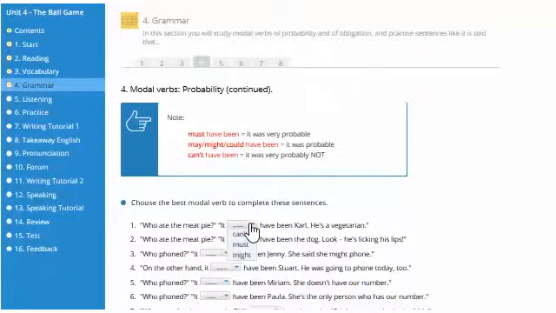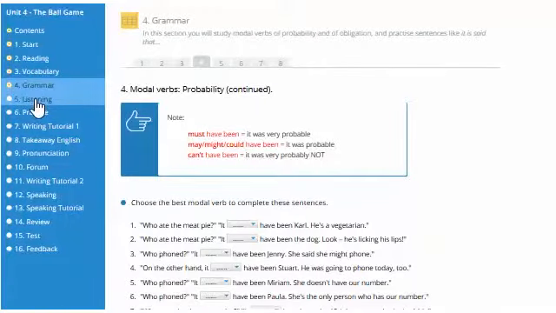This is what we call an inductive approach to teaching grammar. Rather than telling the students rules about how to use grammar and getting them to practice them, we're helping the students to discover the rules for themselves through a process of guided discovery.